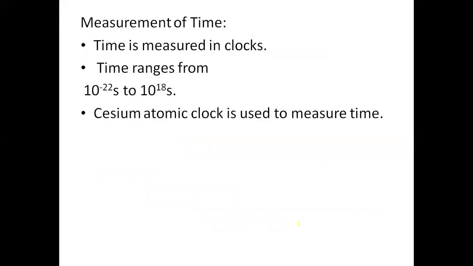How do we measure time? Time is measured with clocks, and time ranges from 10 raised to minus 22 seconds to 10 raised to plus 18 seconds. Cesium atomic clocks are used to measure time.